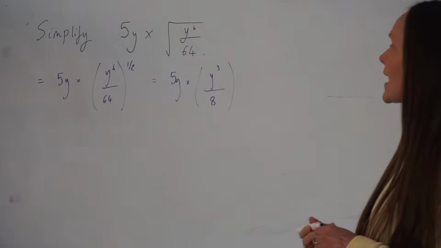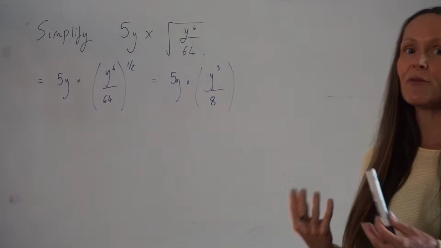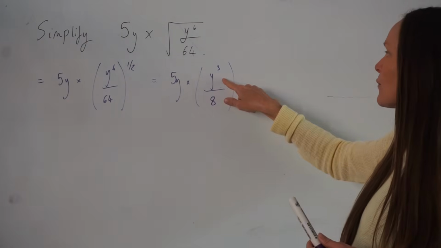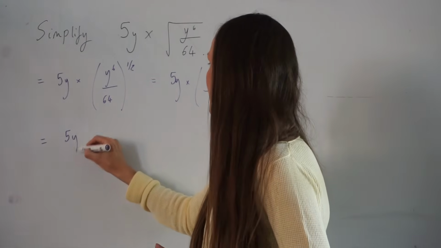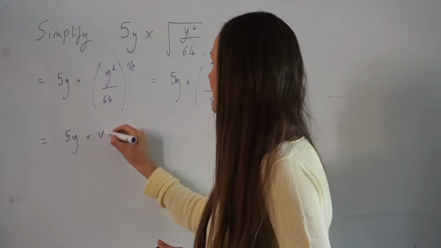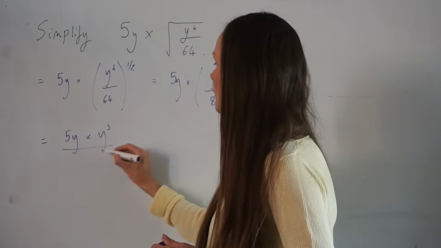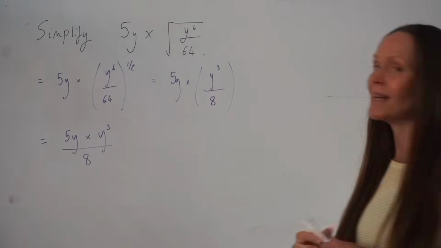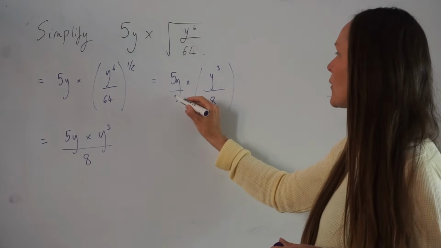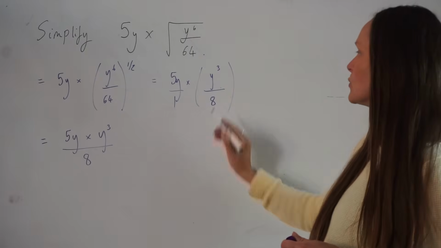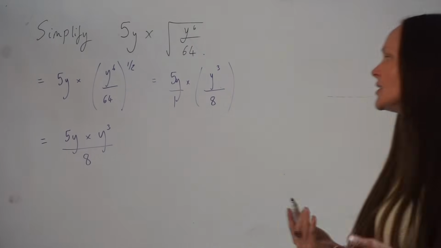Okay, so now what we have to do is multiply 5y by the numerator of the fraction. So 5y multiplied by y cubed. And we're dividing all of this by 8. So the denominator stays the same. 5y, if you like, is the same thing as 5y over 1. And 1 multiplied by 8 is 8, which is why it doesn't change.